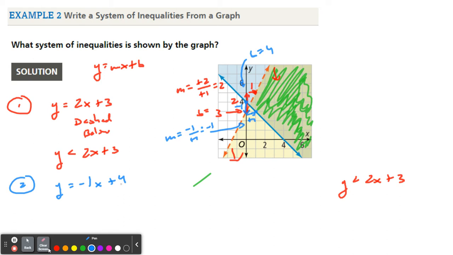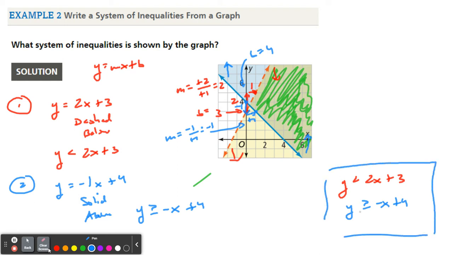Now, based off the blue line, I see it's a solid line, which means equal to, and I think the blue shading is above, this way. So I believe the inequality here would be y is greater than or equal to, I don't need the -1, I just need -x plus 4. And there you go. That would create my system. y is less than 2x plus 3, y is greater than or equal to -x plus 4.